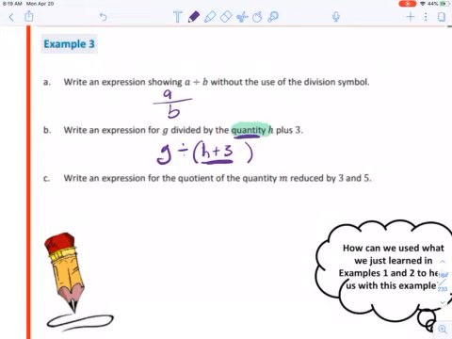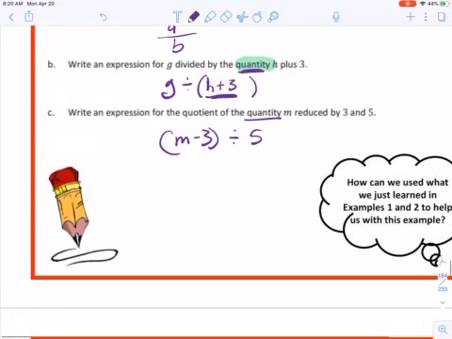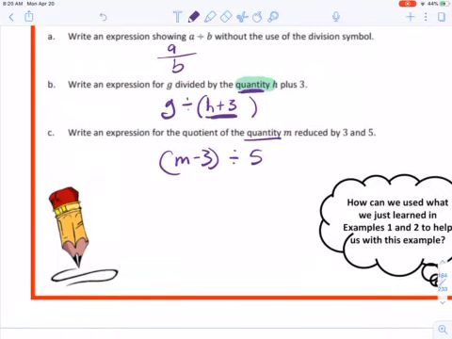So this would show us m minus 3 in parentheses, because it's the quantity divided by 5. It's telling us the expression for the quotient of the quantity m reduced by 3, m minus 3, divided by 5. Next, we can rewrite that using a fraction bar. So this would be m minus 3 over 5.